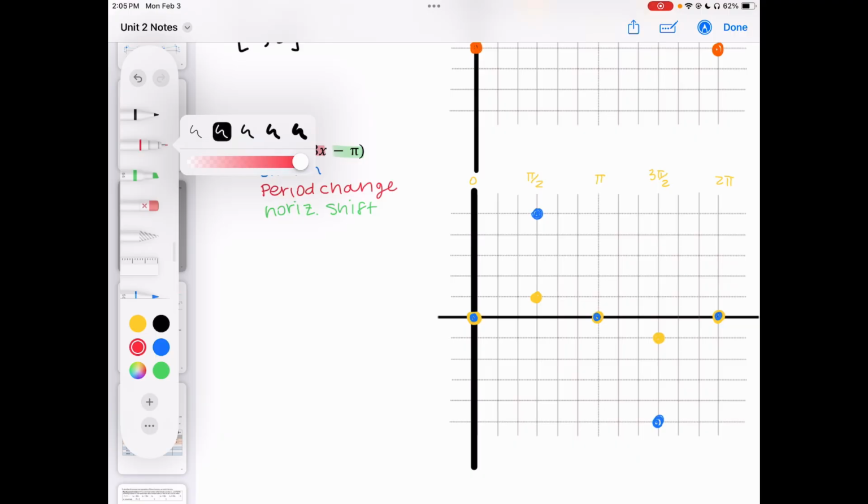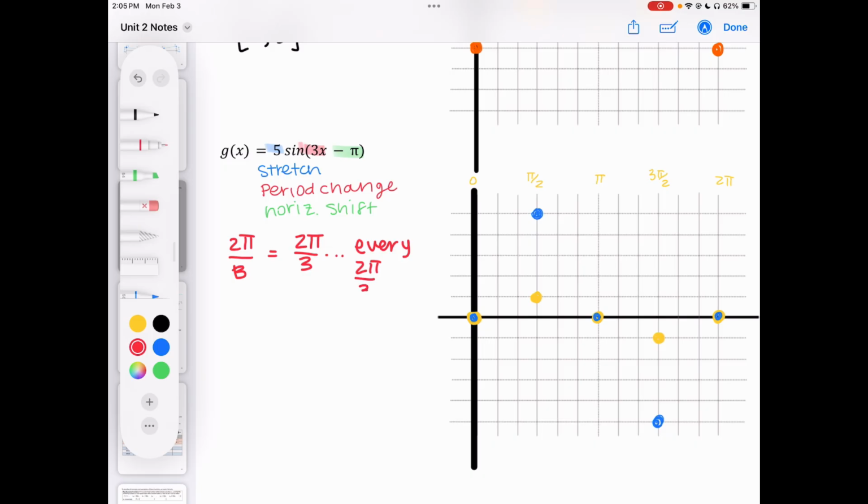So remember that equation from earlier. 2 pi over b is your period, which means we have 2 pi over 3. So that means every 2 pi over 3, we complete a cycle. Now is a good time to recognize where 2 pi over 3 is on the unit circle. You need to know that in order to mark this correctly. So 2 pi over 3 is roughly here, 4 boxes. You need to do that every 4 boxes.